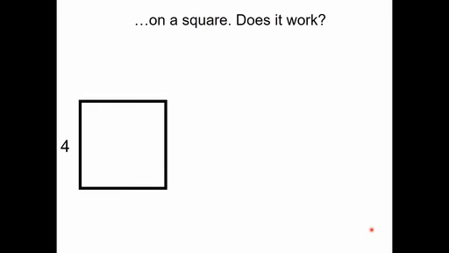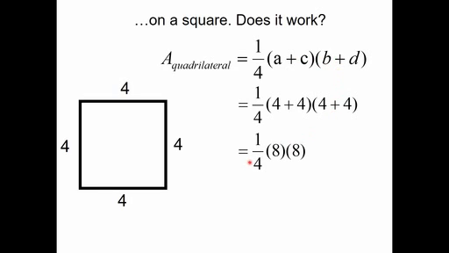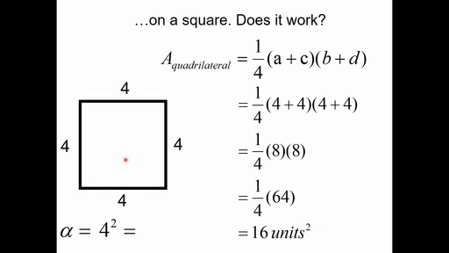So does this work on a square? Well, let's plug in the equation here. Since it's a square, we know we've got 4's all the way around. So 1/4 of 4 plus 4 times 4 plus 4. 1/4 of 8 times 8. 1/4 of 64. That's 16 square units. Watch the label. And if you look at our square over here, we know the area of a square is side times side, or side squared. 16. Yeah, it works. Perfect.